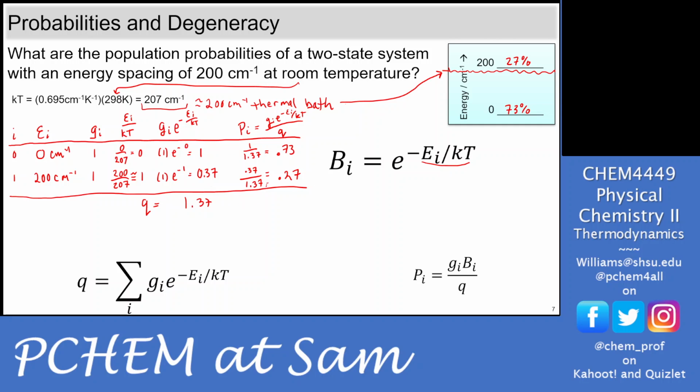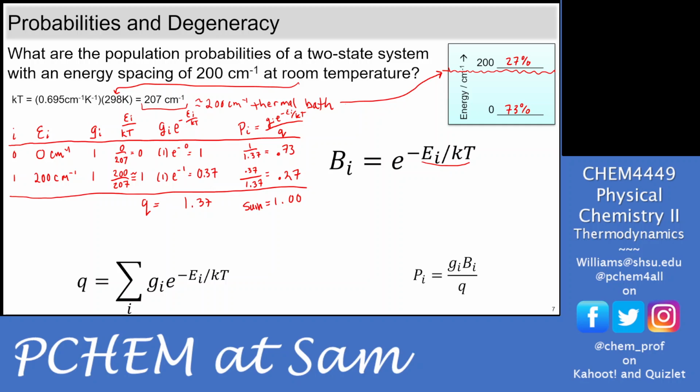And this is a nice thing because you can always check your work. So does this sum to 1? Yeah, it sums to 1. Okay. And so all your percentages, that's the way you can kind of check yourself at the end. All your percentages should add up to 1. And so this is our chance with the thermal bath being at roughly 200 wave numbers. We have a 27% chance of being in the excited state, 73% chance of being in the ground state.